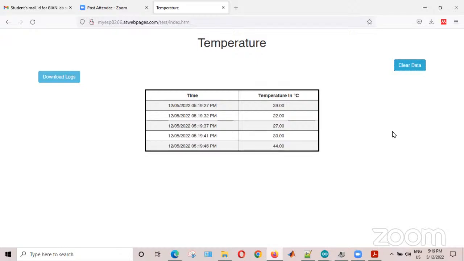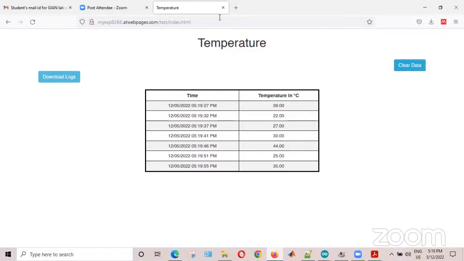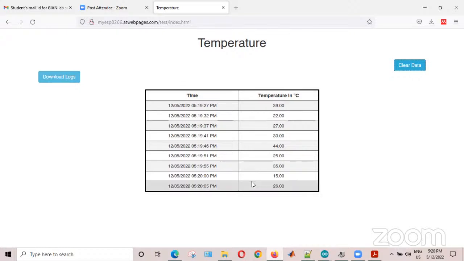I request you, if you want, you can type this address in your browsers also. The address is myesp8266.webpages.com/test/index.html, and you can see the same. It is generating all the temperature at my end, and you can see it from your end also.